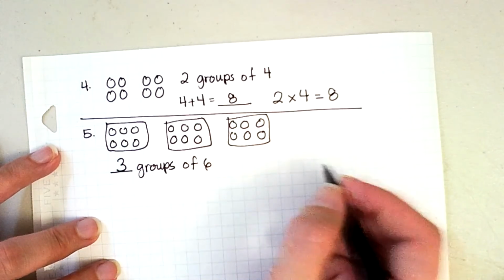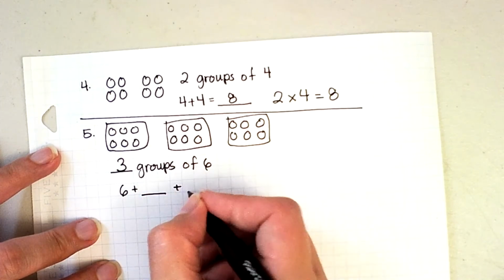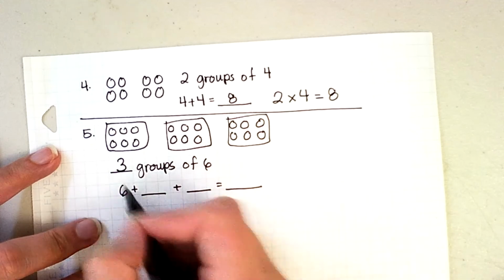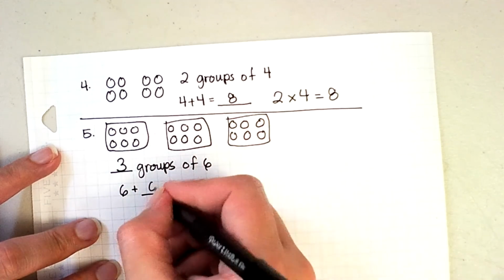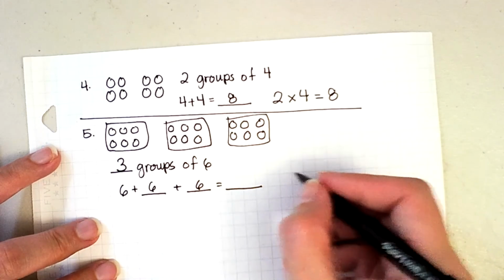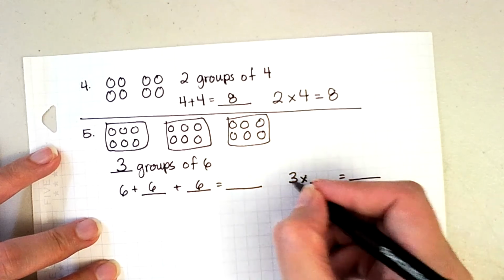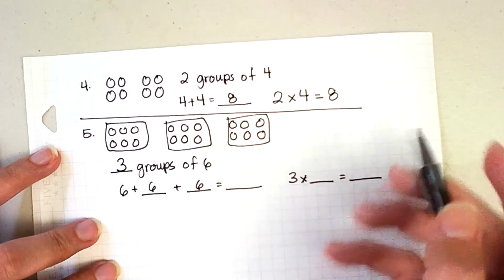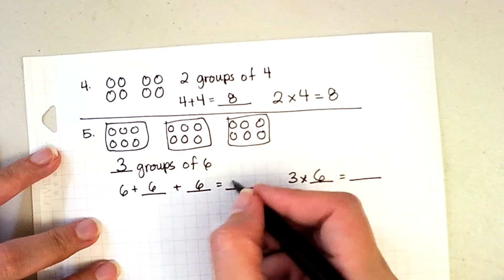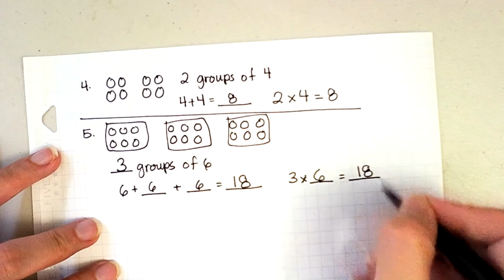Now to write that as an addition question. So we're going to write 6 plus something equals something. That's how it's written out in your book. So we know it's 6 plus 6 plus 6. And then we're going to find our answer. And then it asks us to write it as a multiplication. 3 times something equals something. So 3 times, we know we're counting 6. So 3 times 6. So 6 plus 6 we know is 12. 12 plus 6 is going to equal 18. And that tells us that 3 times 6 is also equal to 18.